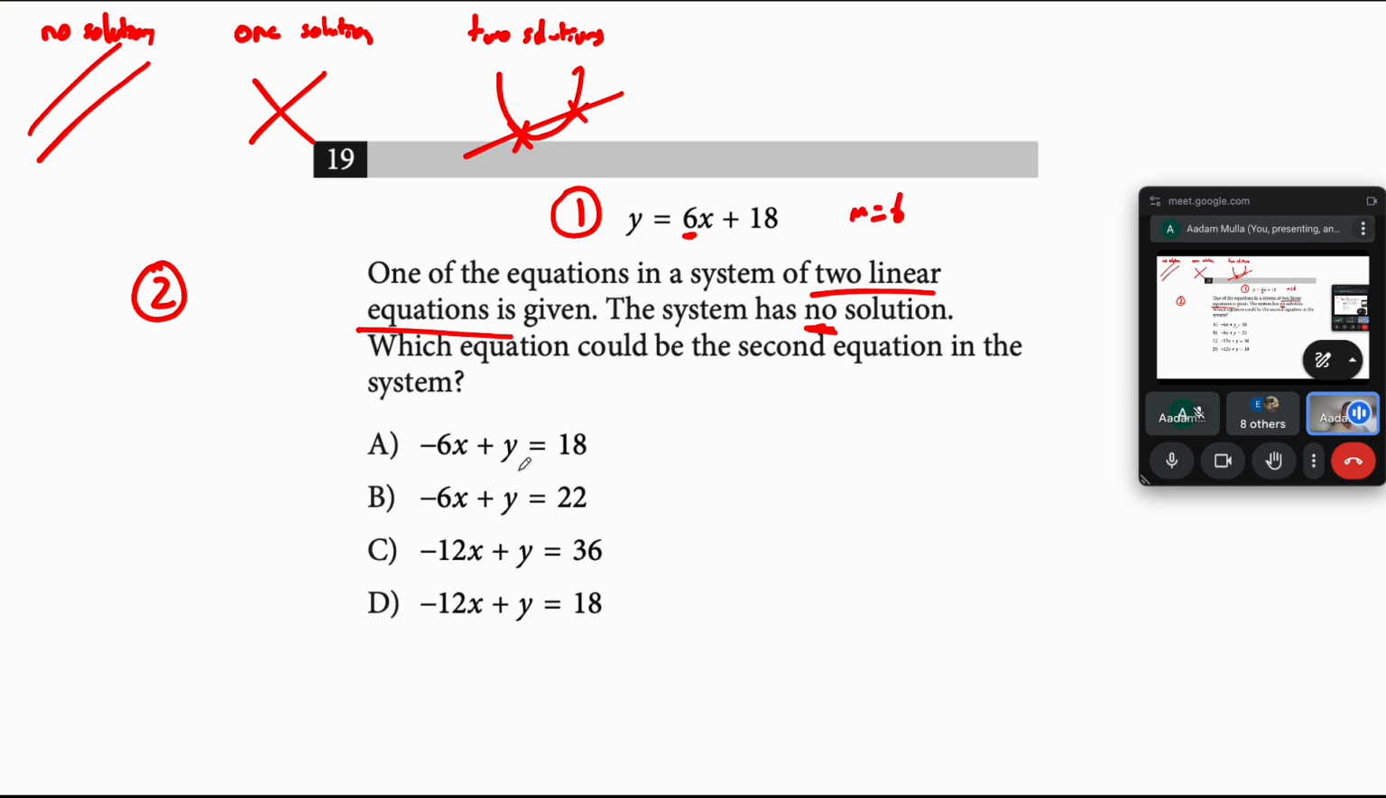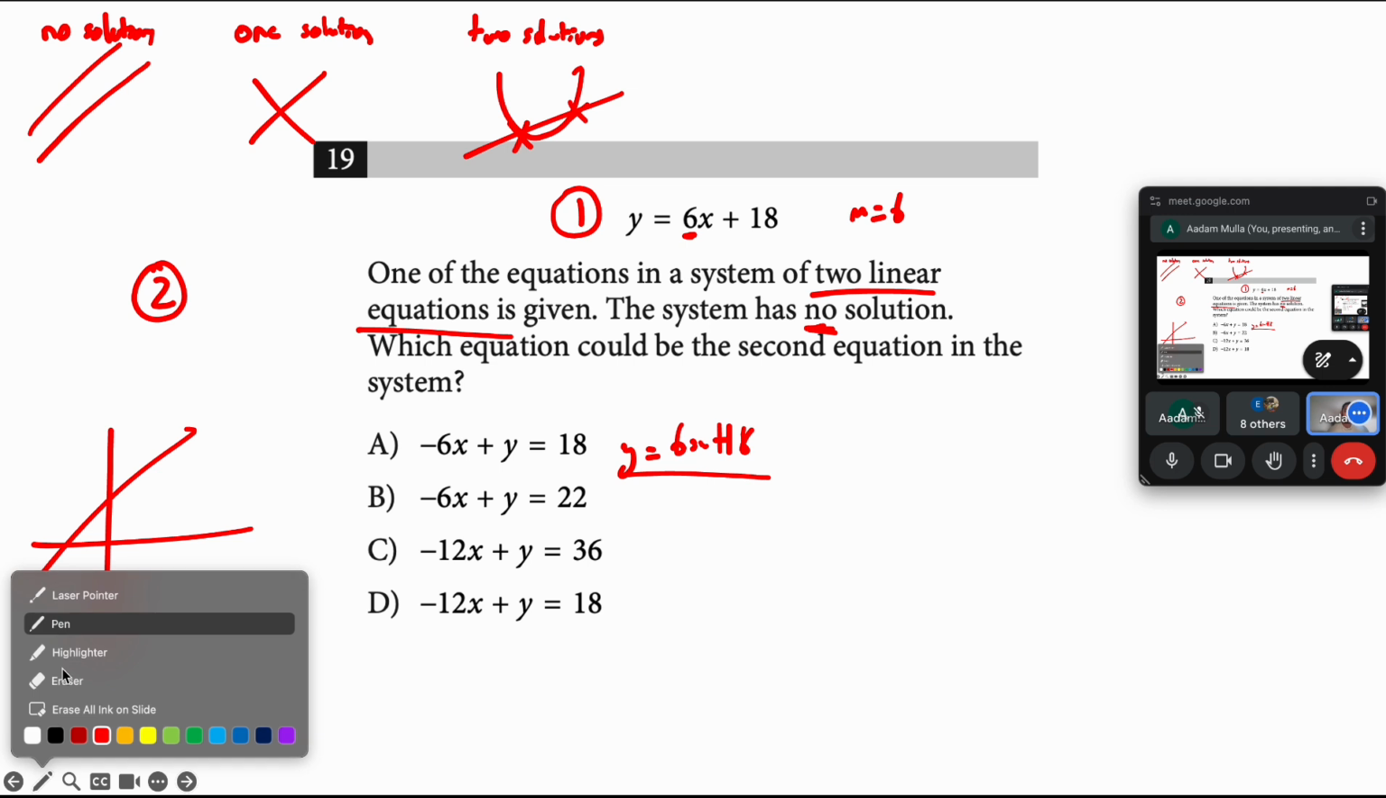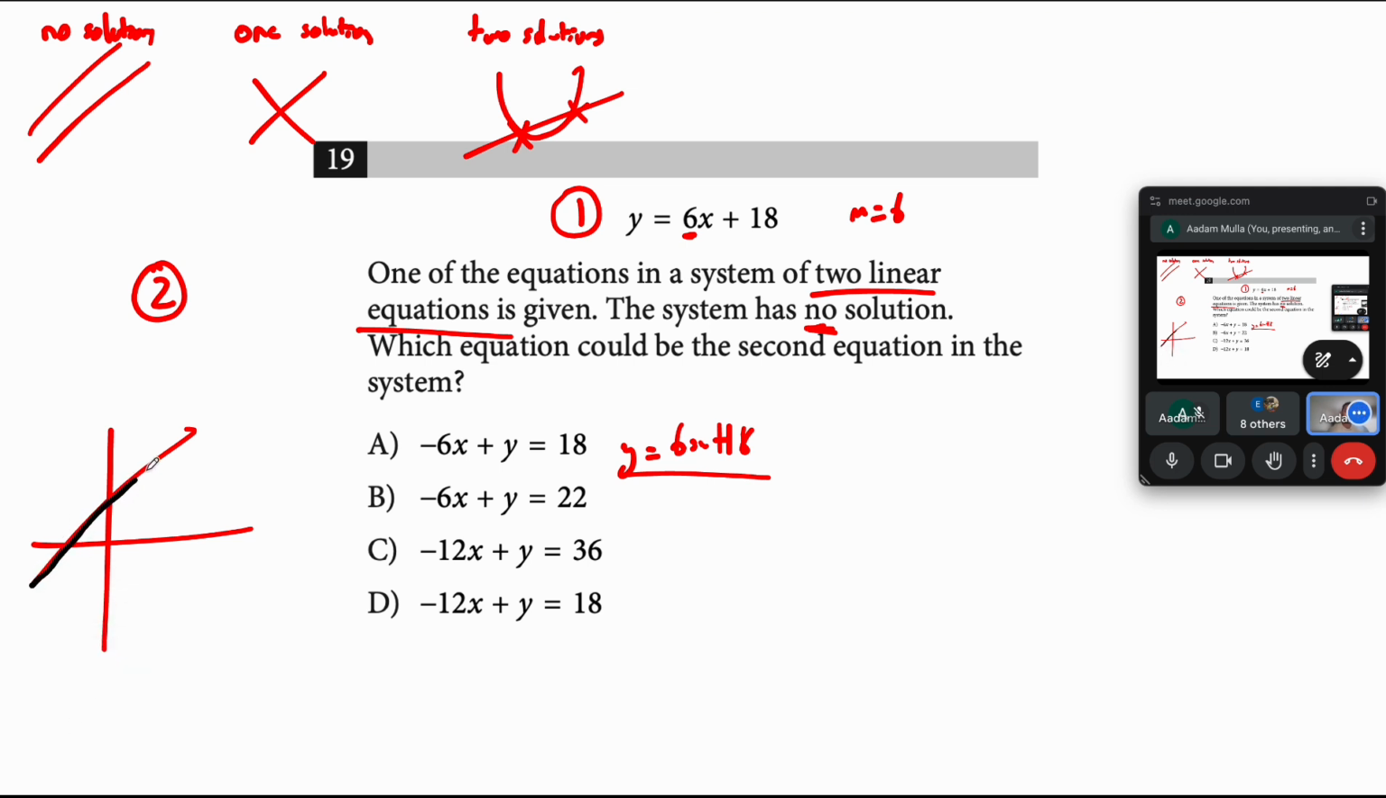And if I rearrange this, I would have y equals 6x plus 18. And this is a different type. We've had no solutions, one solution, and two solutions. This is another type. If I drew both of these equations, y equals 6x plus 18 and y equals 6x plus 18, I'll just draw it here. Y equals 6x plus 18 would look like that. And then if I drew y equals 6x plus 18, it would go exactly over it. So that would be an infinite amount of solutions. So if you have exactly the same equation, it's going to have an infinite amount of solutions. So it can't be A.